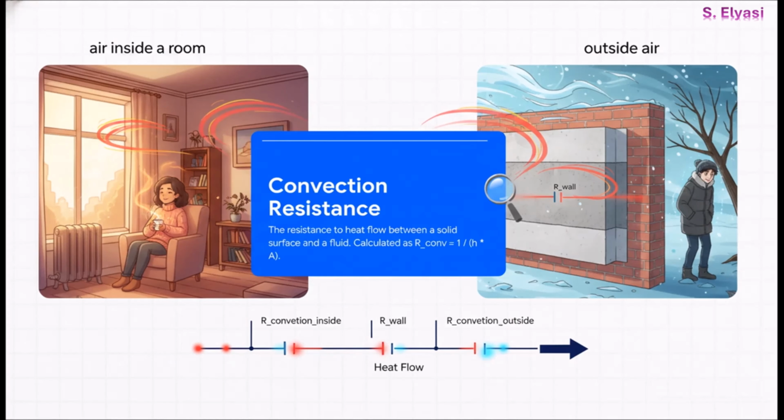Yeah, think about it. There's a little bit of resistance for the heat to get from the warm air in a room onto the surface of the wall. And then on the other side, there's another resistance for the heat to get from the outer surface of the wall into the cold air outside. So what does that mean for our circuit? It means we add two more resistors, one at the very start and one at the very end.